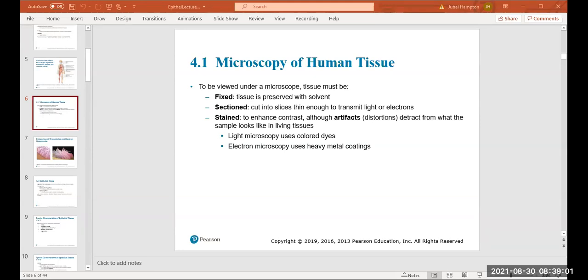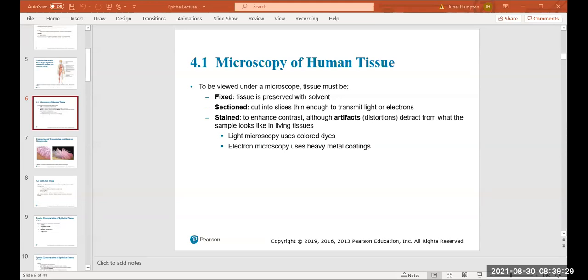Hematoxylin and eosin. These are the 2 primary stains that are used in histology. Hematoxylin is a purplish blue. Eosin is an orangey pink. We call them an H and E stain.